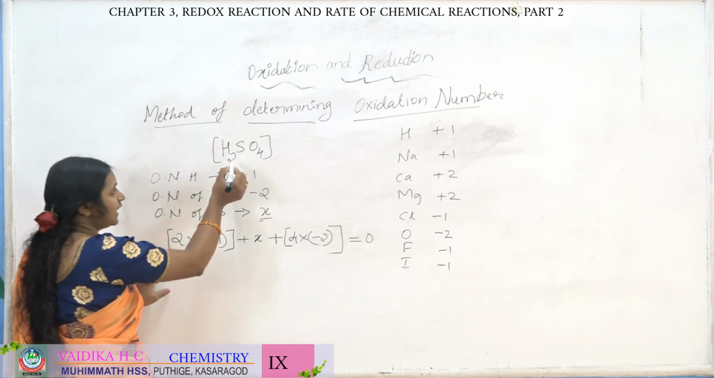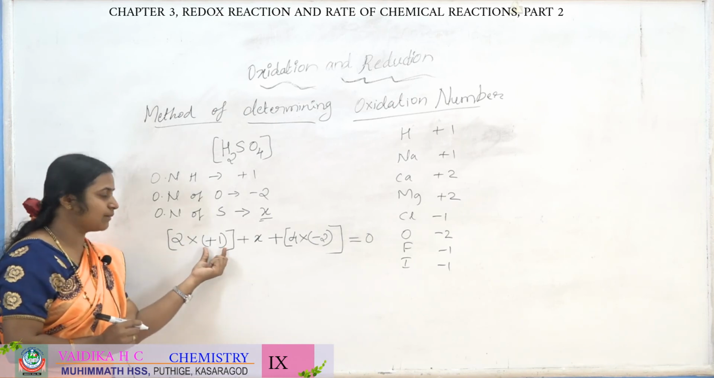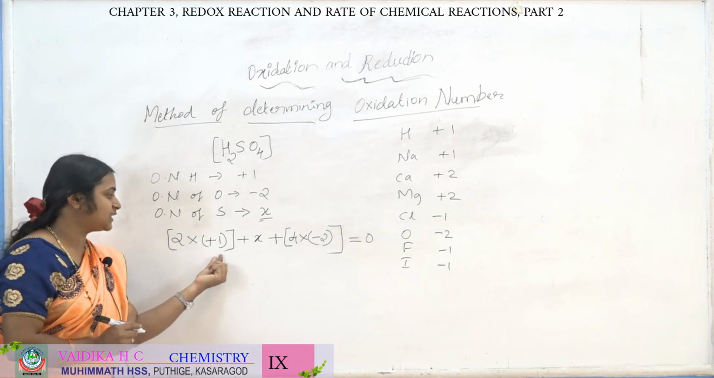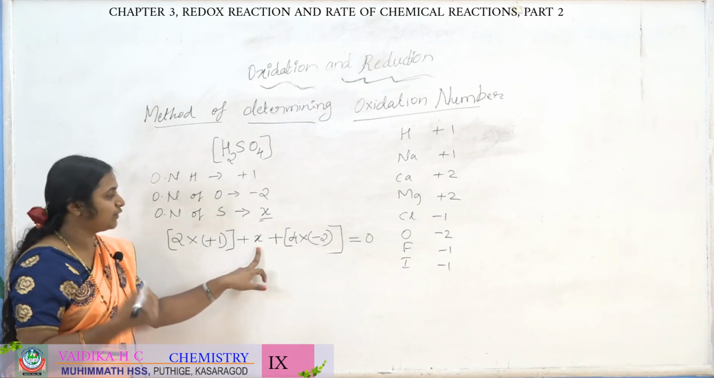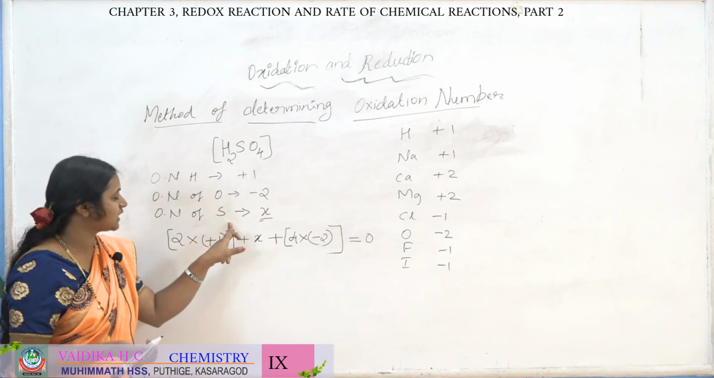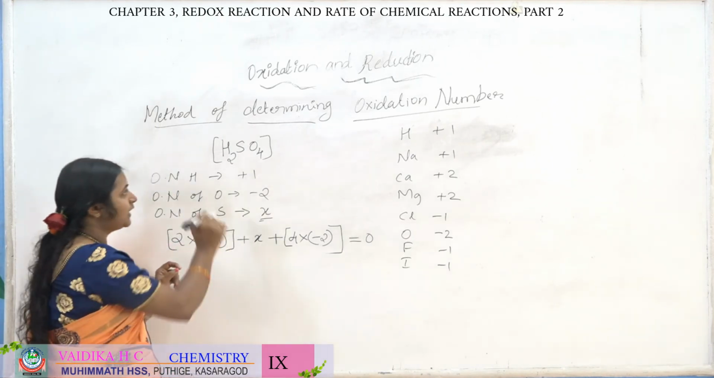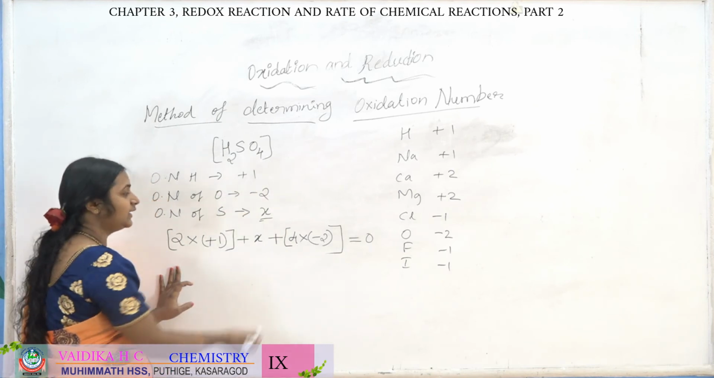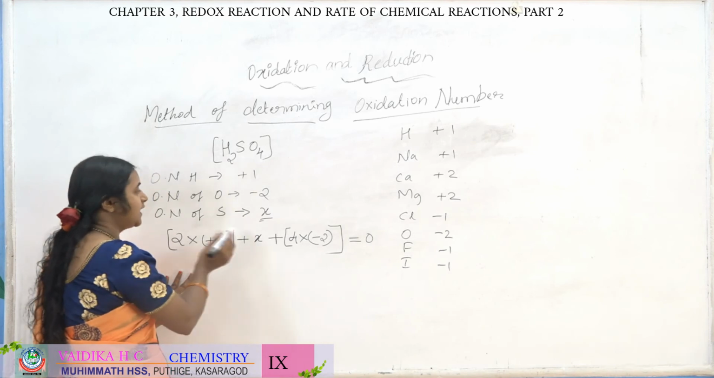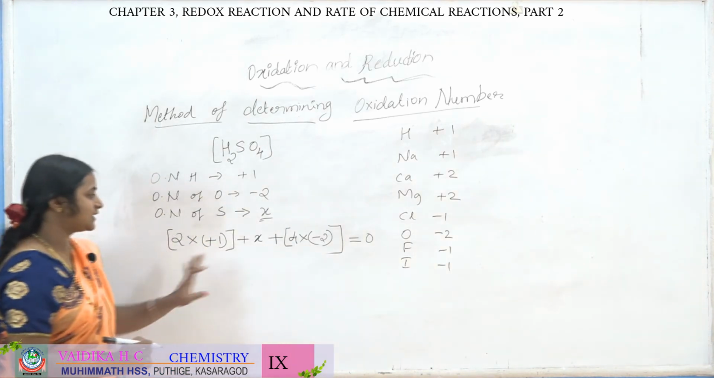Here 2 hydrogen atoms are there. So 2 into the oxidation number of hydrogen, that is +1, and plus X. We don't know the oxidation number of sulfur, so we are taking it as X, plus how many oxygen atoms are there? 4 are there, so we wrote 4 here. 4 into, what is the oxidation number of oxygen? It is -2.